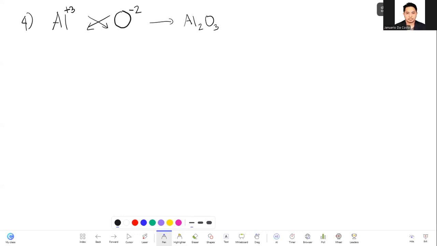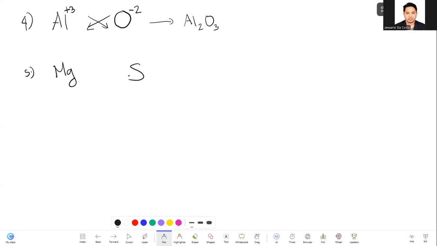Okay, what about, let me get another metal. What about sulfur and magnesium? A magnesium atom and a sulfur atom. What will the chemical formula be?